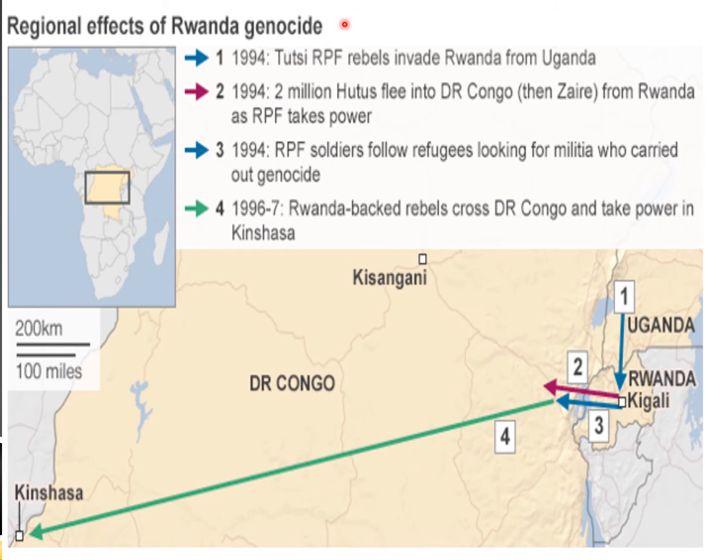Here are the regional effects of the Rwanda genocide. Here we go with the dark blue arrow here. 1994, Tutsi RPF rebels invade Rwanda from Uganda. 1994, 2 million Hutus flee into the DR, Democratic Republic of Congo, then Zaire, from Rwanda as the RPF takes power. Then in 1994 again, the RPF soldiers follow refugees looking for militia who carried out the genocide. And then back. 1996 to 1997, we have Rwanda-backed rebels cross the DR, the Democratic Republic of Congo, and take power in Kinshasa.